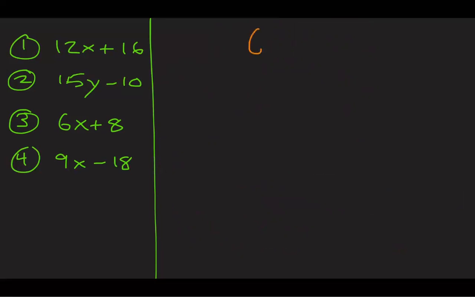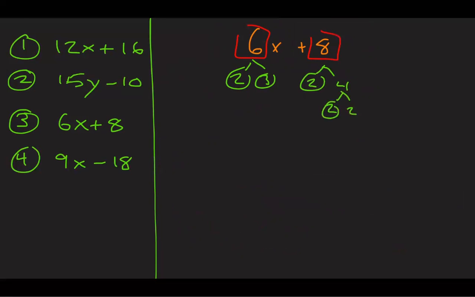Okay, next one, 6x plus 8. So I encourage you to pause the video and try this one out. See if you can do this one. So box around the 6, box around the 8. Factor trees, 6 would be 2 times 3. 8 would be 2 times 4. That's step 1. We did our factor trees. Step 2 is rewrite it. So 6x, we're going to write as 2 times 3 times x.